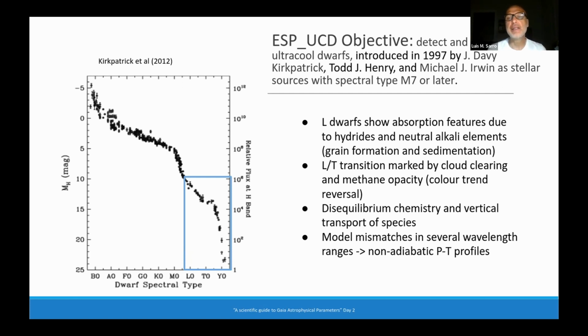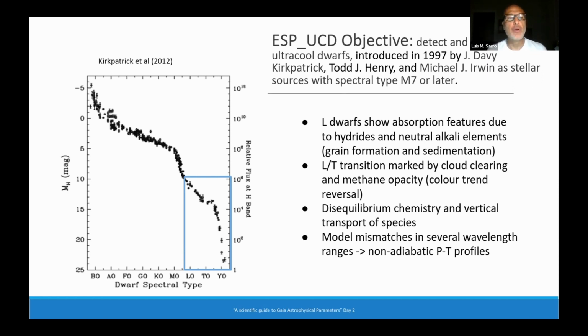Then at the LT transition, we have cloud clearing and the onset of methane opacity, which causes, as you will see in some of the plots I will show you later, color trend reversal. In general, as you go to later spectral types and cooler sources, you have redder color. That's what we all expect. But at some point, due to the chemistry and the emergence of clouds in their atmospheres, after the LT transition, the colors get bluer for cooler objects as opposed to the general trend.